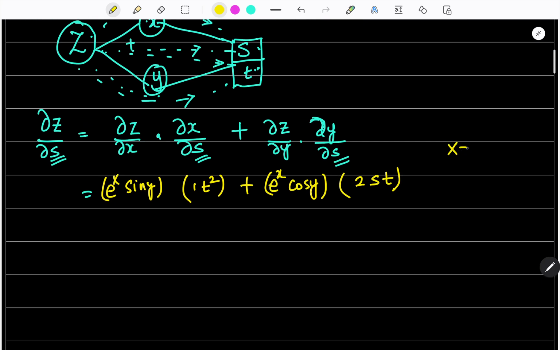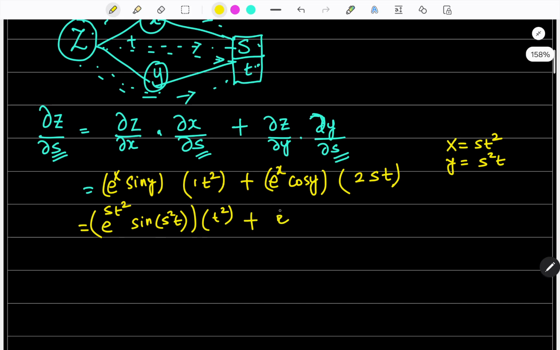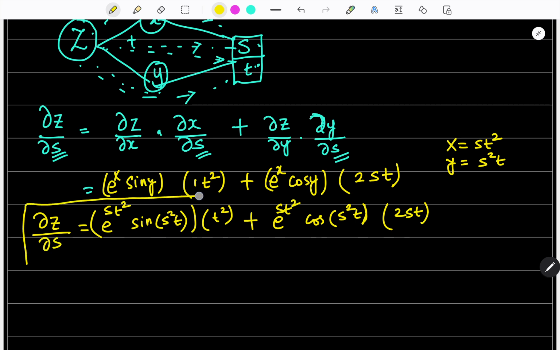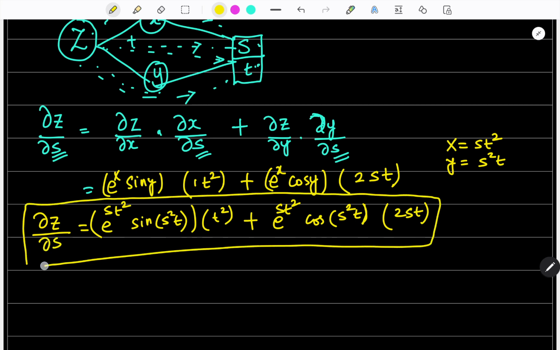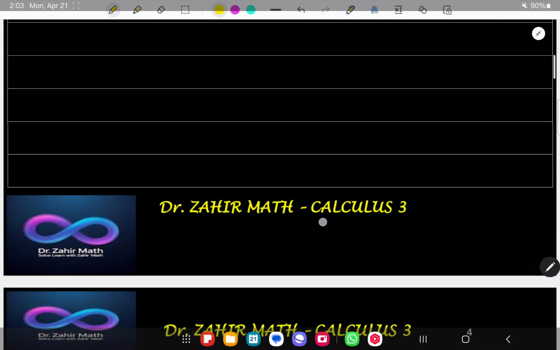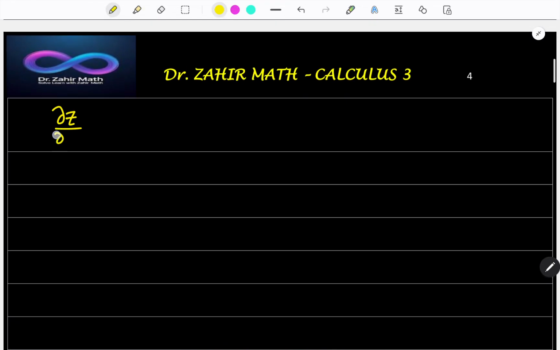After that, you are supposed to put x equal to s t square and y equal to s square t. So this equals e power s t square sine of s square t, multiplied by t square, plus e power s t square cosine of s square t, multiplied by 2st. So this is your dou z divided by dou s. Right? So what are we going for next? Dou z divided by dou y.